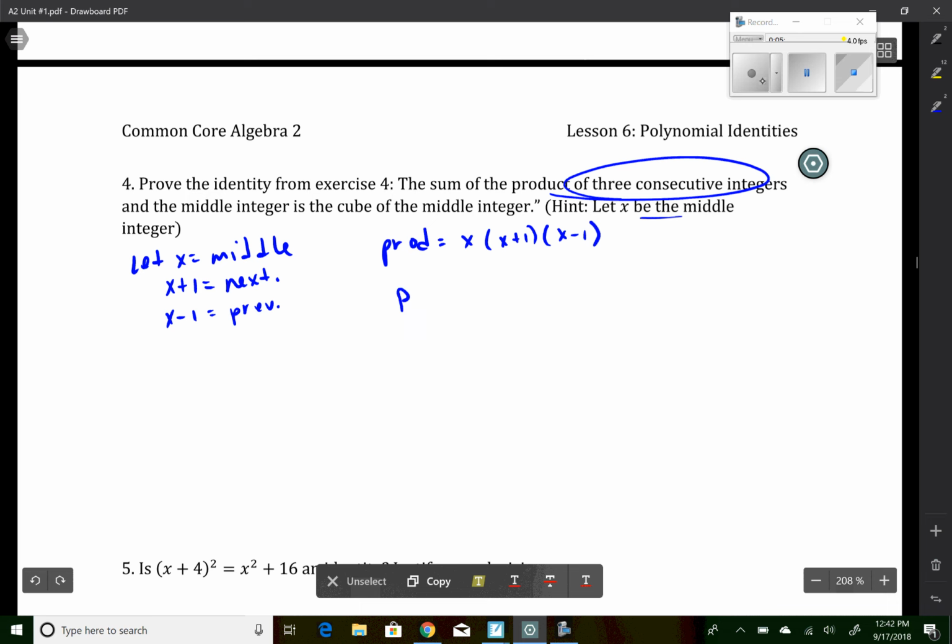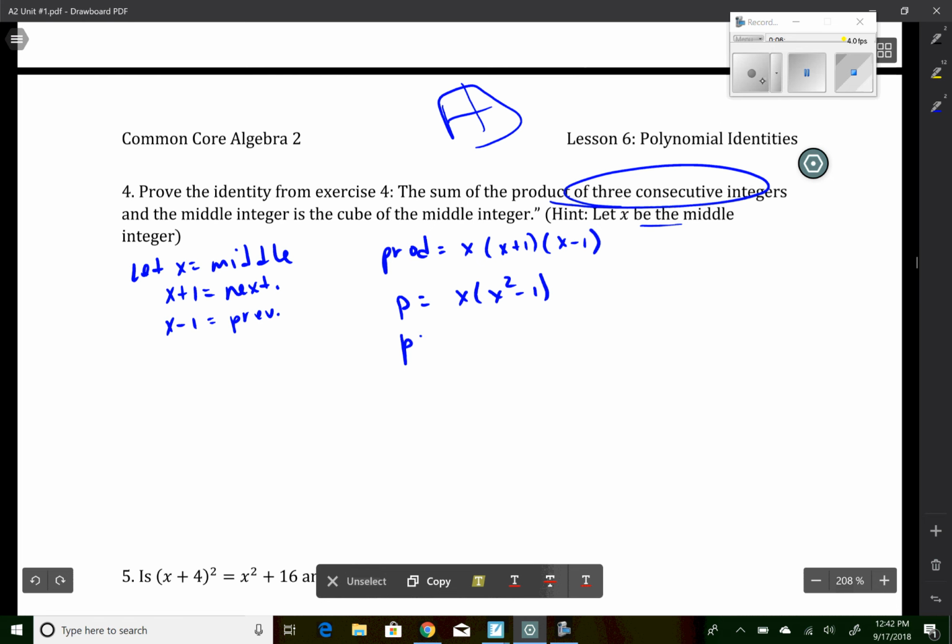So the product is going to be x times x squared minus 1. Where did I get x squared minus 1 from? I remember from our factoring method, that's what factored to this. If not, make your boxes and do it out that way. Do your distributing. So the product of the three integers is x cubed minus x. So there's your product.